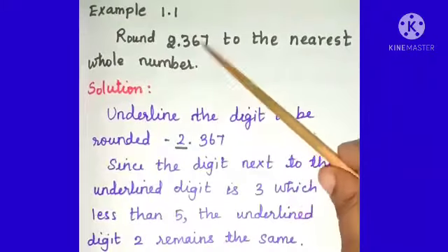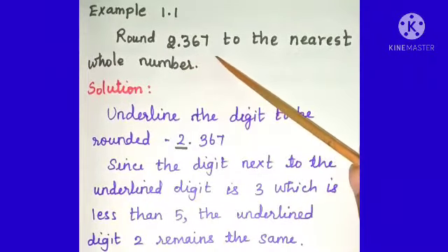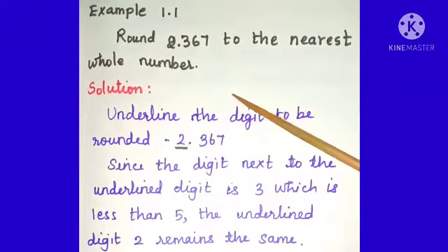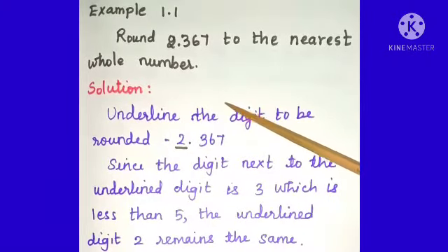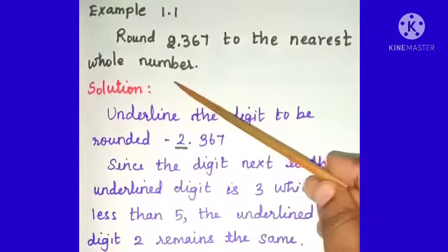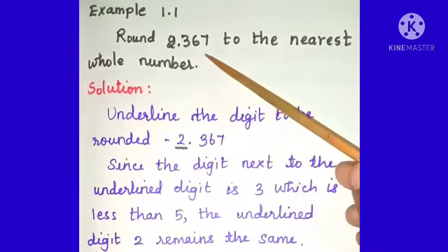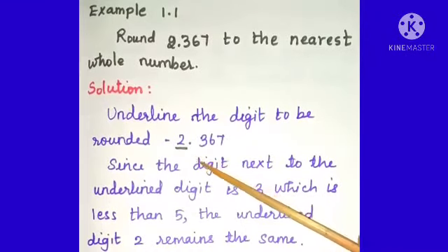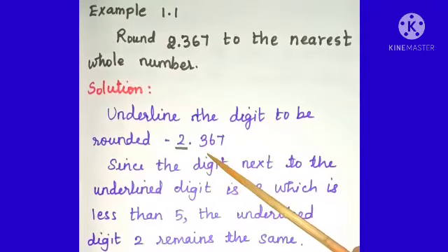Example 1.1. Round 2.367 to the nearest whole number. So children, we know how to round a decimal. There are 4 steps to follow. The first one is, first underline the digit that has to be rounded. Then look at the digit to the right of the underlined digit.